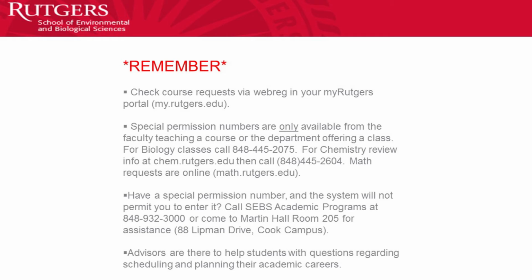If you have a special permission number or you're having a problem registering for something once the 15th rolls around, we are here to help, so make sure that you do call our office. If for some reason the system isn't recognizing a prerequisite or something like that, that is exactly what we're in the office all summer for, for you guys to call us and ask for help. So make sure that you do.